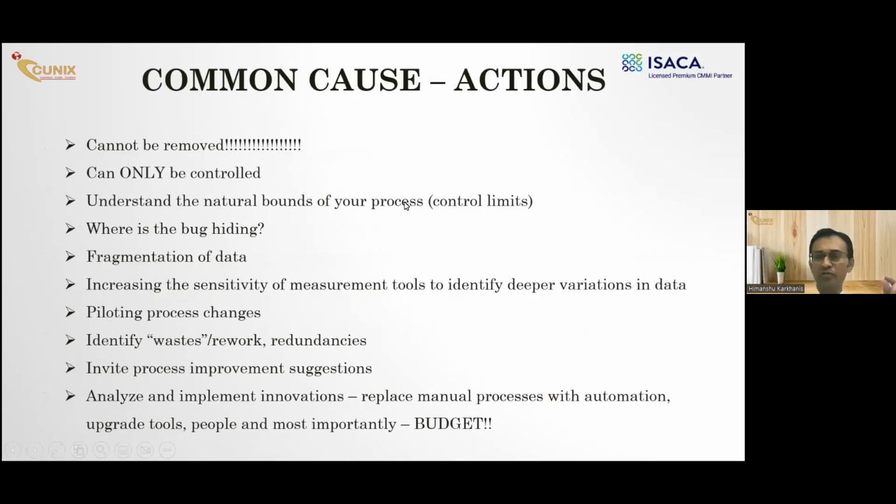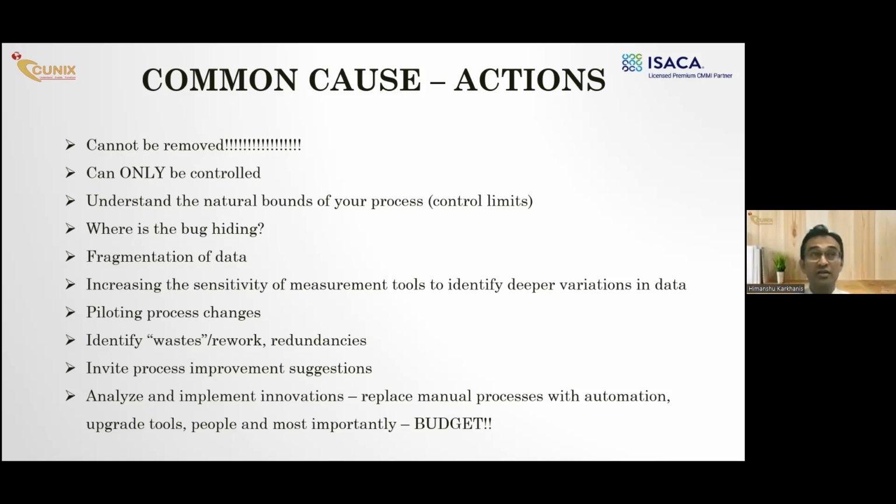When there is a common cause of variation and you still want to reduce the variation and improve the mean, remember one thing: common causes cannot be removed. They can only be controlled. So you have to first understand what the natural bounds of your process are, fragment the data, and try to find where the bug is hiding. Maybe you have data on service defects, right? But maybe you have not grouped that data into different types of service defects. If you just group all the data together, your process looks stable and you don't know why it is not decreasing beyond a certain limit. In such cases, you need to group your data, fragment your data, split your data into different categories of service defects, or it could be software defects.